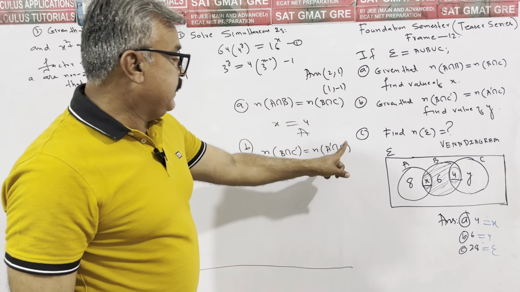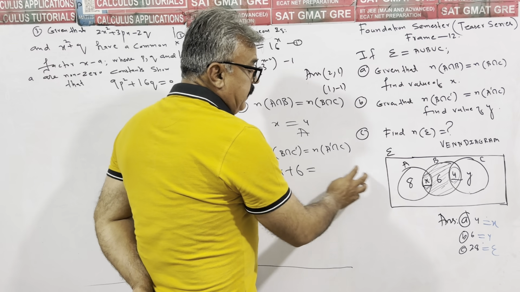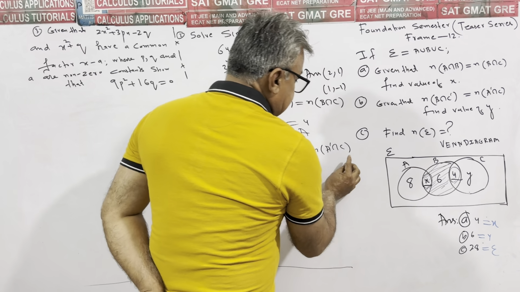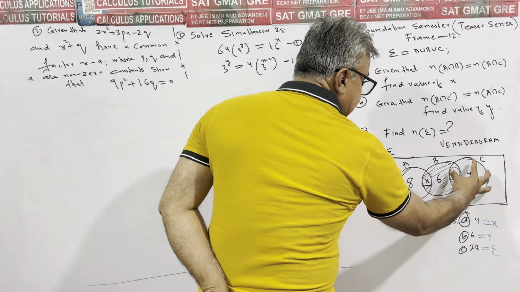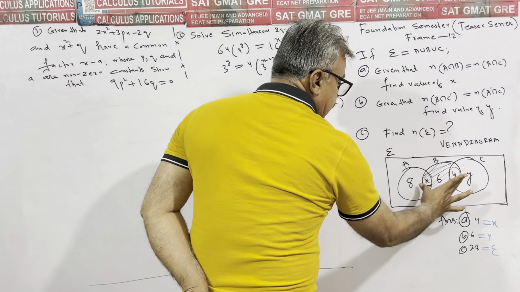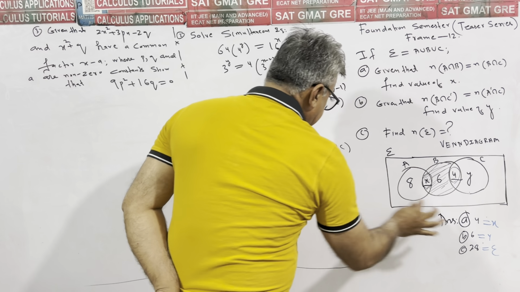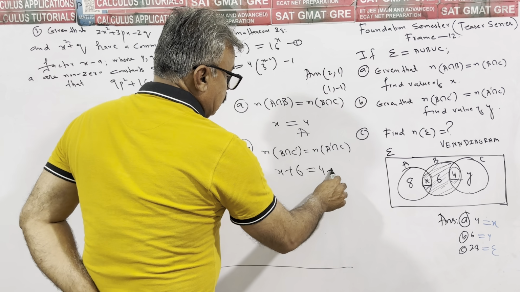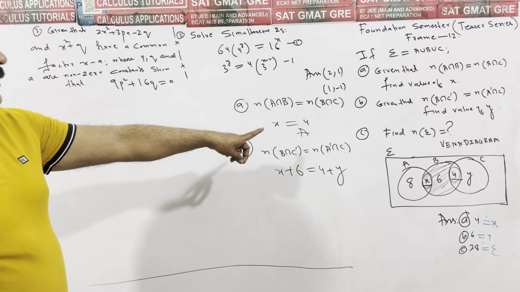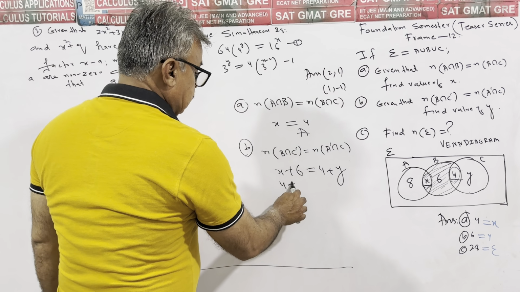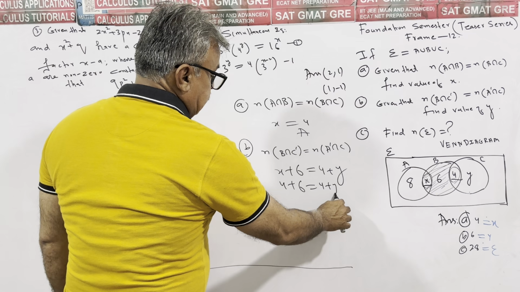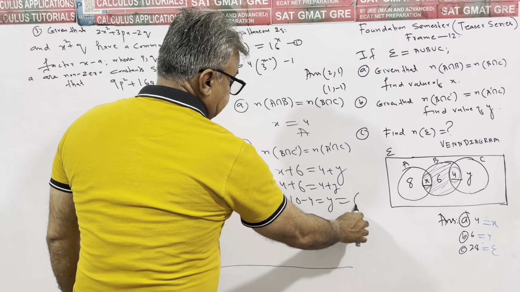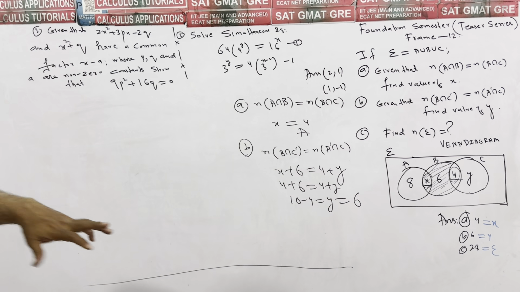In the same token, A complement means except A, the whole thing is present. Then we have to restore C. That is complete C, because it is not overlapping with A. So A complement intersection C is 4 plus Y. We have already found the value of X, that's 4. So 4 plus 6 is equal to 4 plus Y. It's 10. Shift 4 here: 10 minus 4, so Y is equal to 6. X is 4, Y is 6.